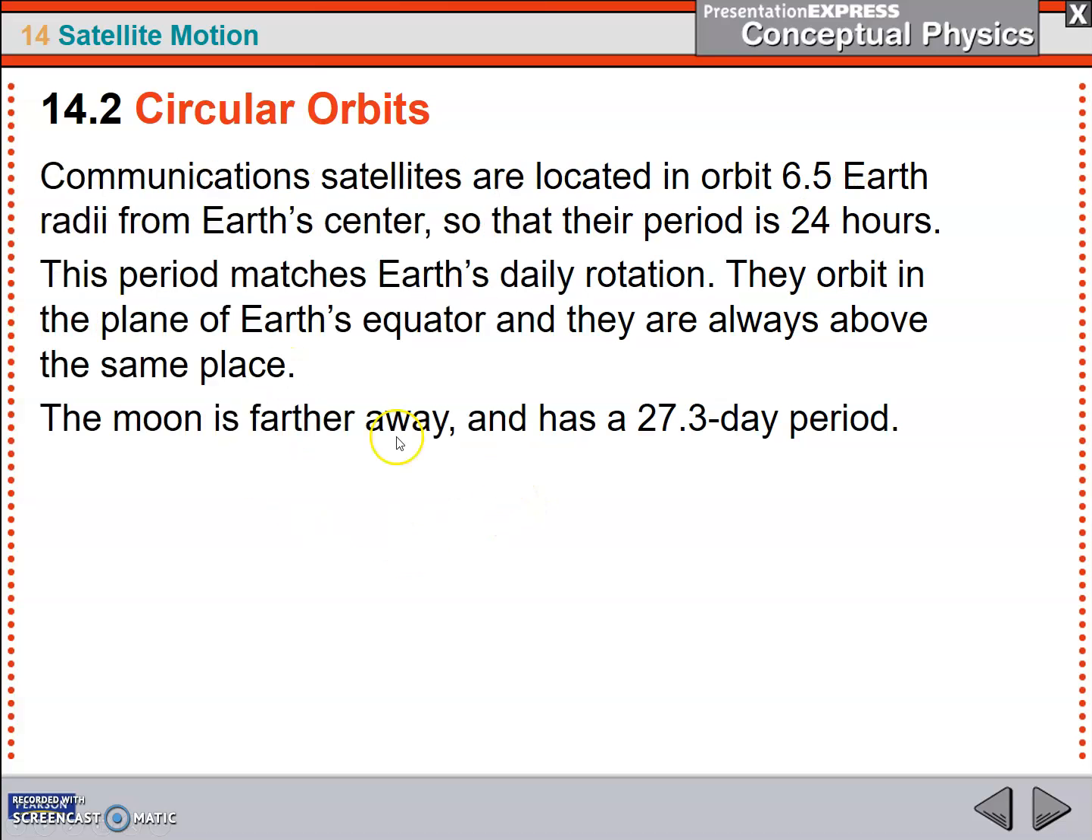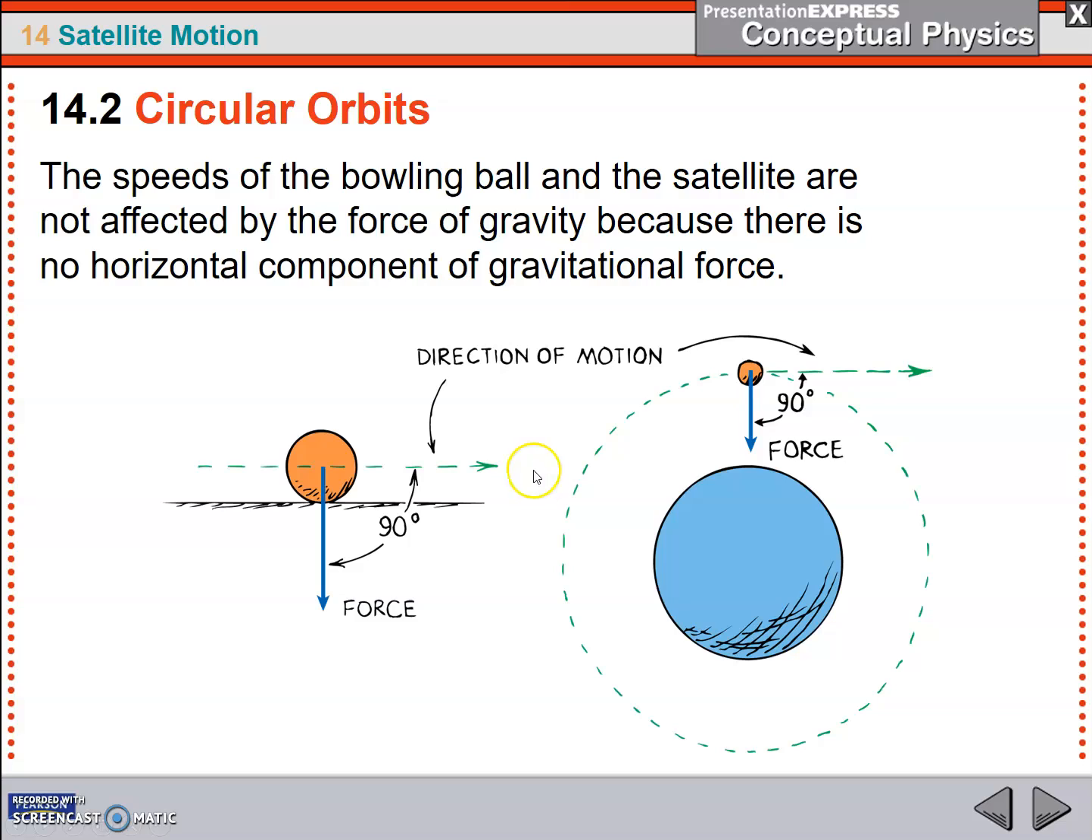Now, the moon is further away, so it only orbits the Earth once every 27 days. 27.3. So if you're standing here and you go around the Earth one day, the moon has only moved about that far. And then you go around again and it will be there. And after 27 days, it will be back to the same spot.